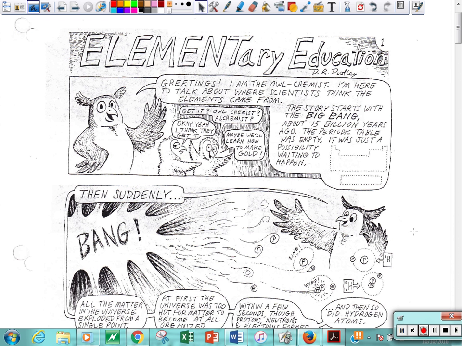We're going to talk about the Big Bang. What is it? What happened because of it? Where do all the elements come from? We're going to talk about where galaxies come from, where stars come from, where planets come from. And all these things should hopefully kind of make sense when we're done with this comic. So anyway, let's get started.